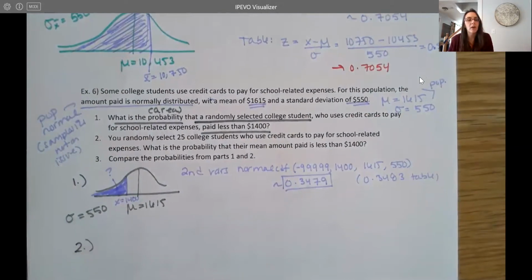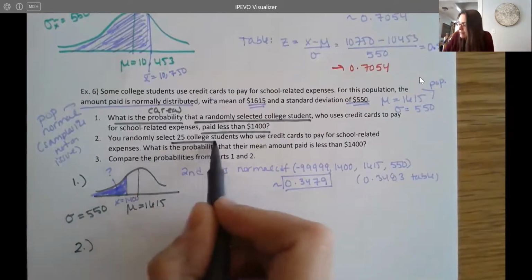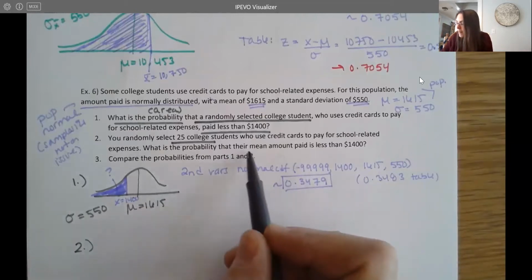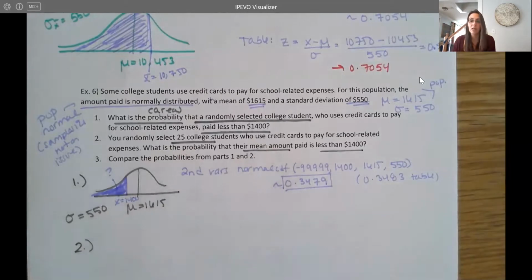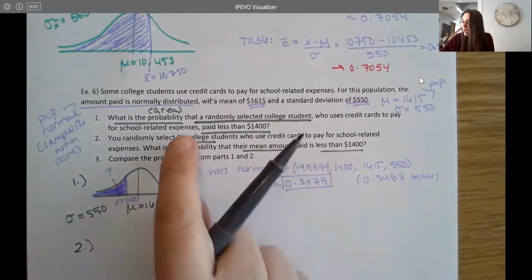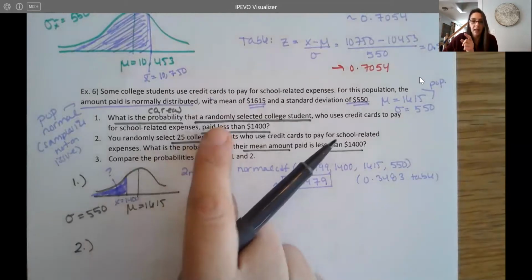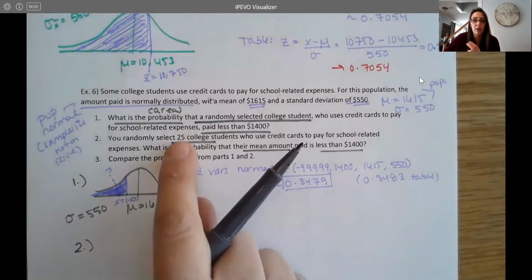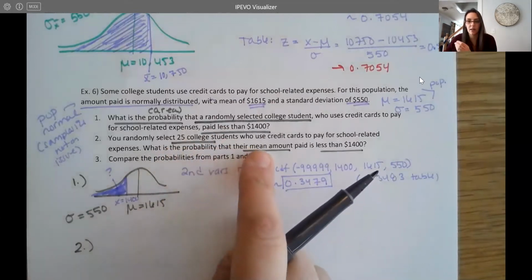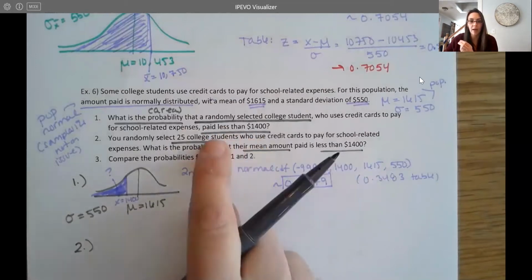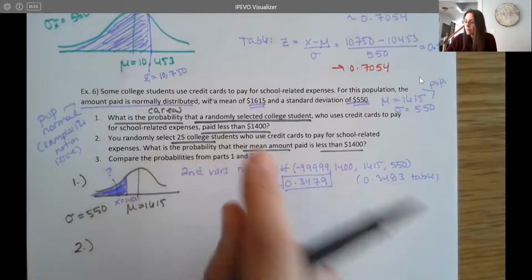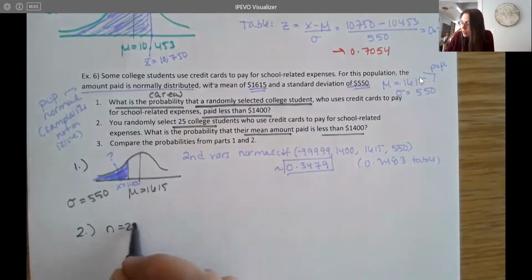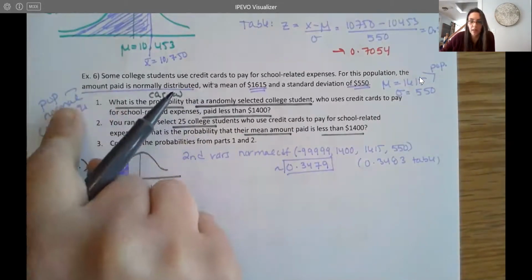Okay, now our second question. You randomly select 25 college students who use credit cards to pay for school-related expenses. What is the probability that their mean amount is less than 1400? So look at the difference in the question. Here, I selected a college student, and they specifically paid less than 1400. Here, I'm selecting 25 college students, and their mean is less than 1400. So now we have one of those sample problems, right? I have more than one person, and I'm talking about means. Notice that it is only a sample size of 25, but the small value doesn't matter because my population was normal to begin with.